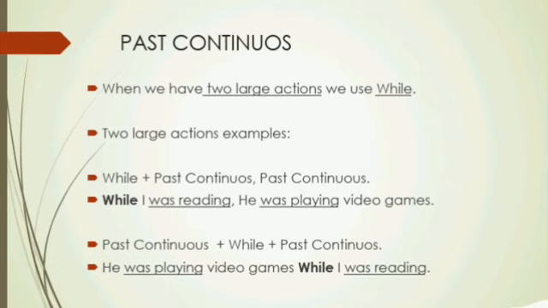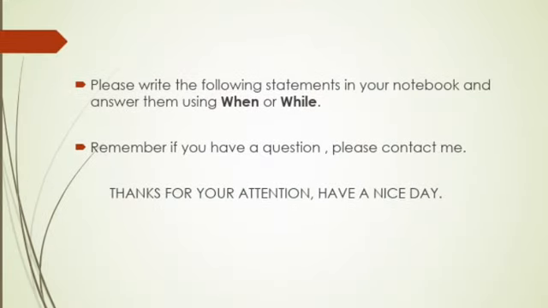In these sentences, we have while at the beginning. Next, we are going to use past continuous, comma, the subject, and past continuous again. Second structure, past continuous plus while plus past continuous. Example, he was playing video games while I was reading. In this sentence, we can see while in the middle. Later, the past continuous.